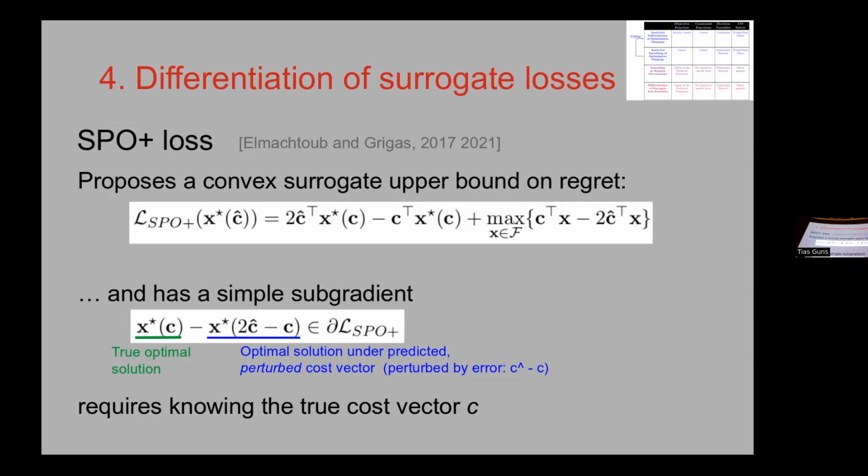What you need to simply do is you take the true optimal solution, so that gives you a vector of the decision variables, and from that you subtract calling the solver with this little trick here, 2c hat minus c, which is actually the predicted cost vector C hat, but then perturbed by the error that you have. That's C hat minus C. So if you know the cost vector, it's actually doing a perturbation in the direction of the error. And then you can also see it maybe as a finite difference method. Then it takes the difference of that, and this is a valid subgradient.